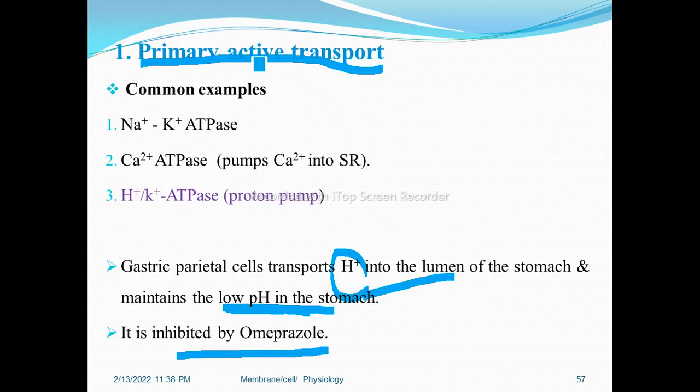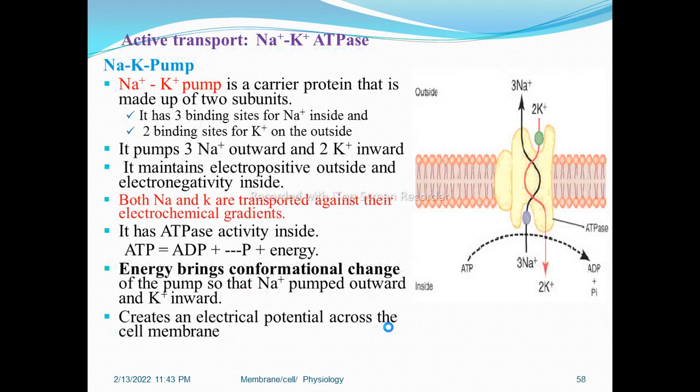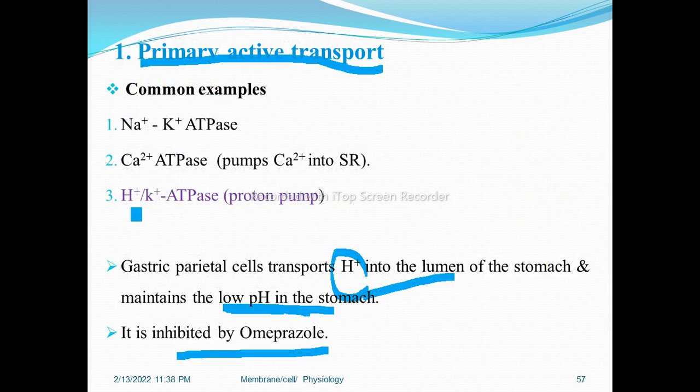Active transport has primary active transport and secondary. Primary examples are sodium-potassium, calcium, and hydrogen-potassium ATPase. These are examples of primary active transport. Transportation of hydrogen into the lumen of the stomach, maintaining a low pH acidic environment in the stomach, is an example of primary active transport.